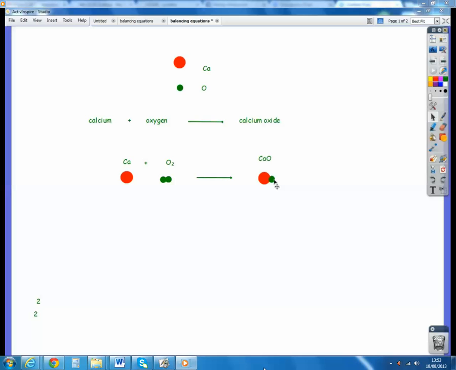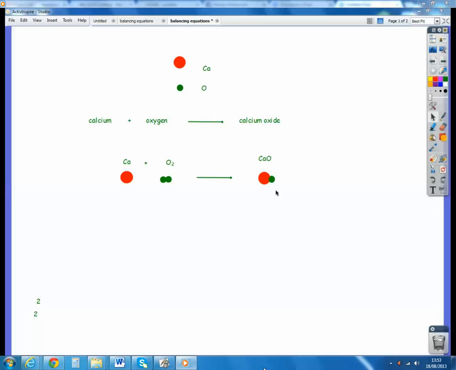Now you can see from the start here that this isn't balanced the way I've written it. I've got 1 calcium on each side, that's fine, but I've got 2 oxygens on this side and only 1 on that side. So one of my oxygens has disappeared into thin air, and that doesn't happen. Whatever the starting atoms are, that's what I've got to end up with. Things don't appear out of nowhere and they don't disappear into thin air.